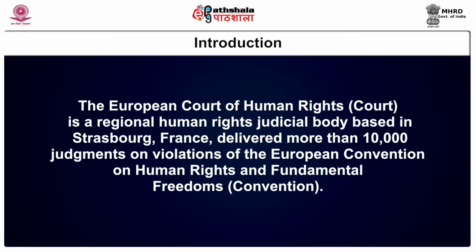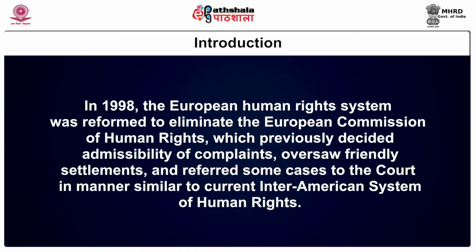The European Court of Human Rights, in other words the court, is a regional human rights judicial body in Strasbourg, France. It has delivered more than 10,000 judgments on violations of the European Convention on Human Rights and Fundamental Freedoms. In 1998, the human rights system was reformed to eliminate the European Commission of Human Rights, which previously decided admissibility of complaints. It also oversaw friendly settlements and referred some cases to the court in a manner similar to the current inter-American systems of human rights.